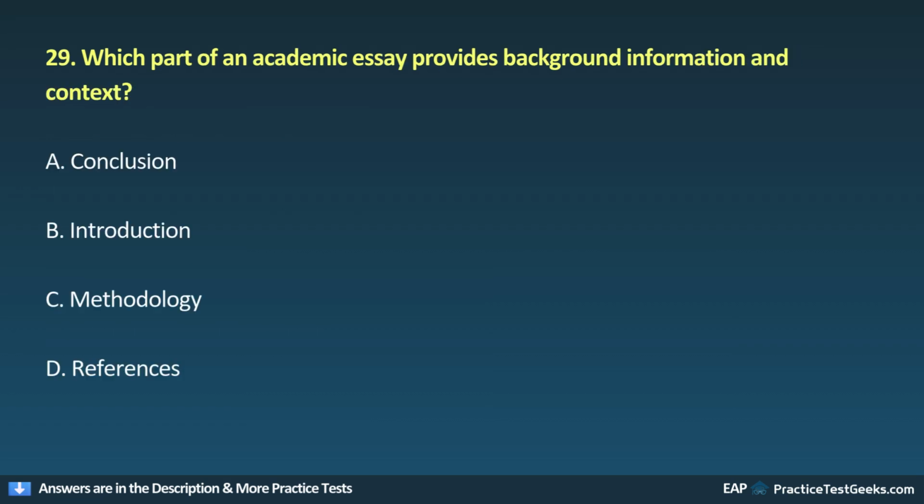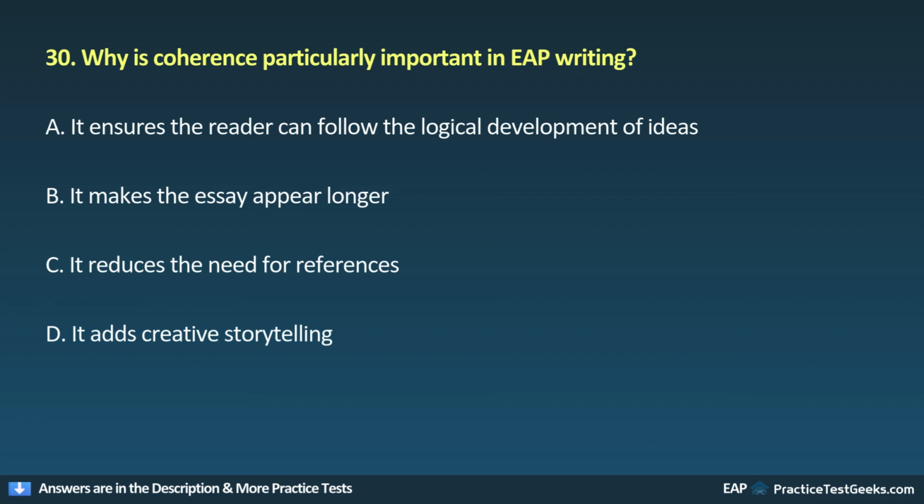29. Which part of an academic essay provides background information and context? A. Conclusion. B. Introduction. C. Methodology. D. References.